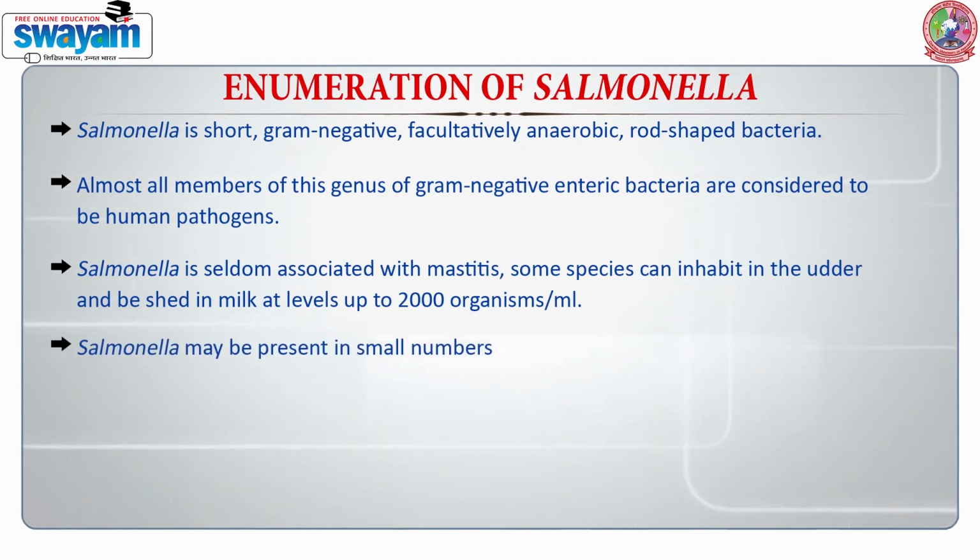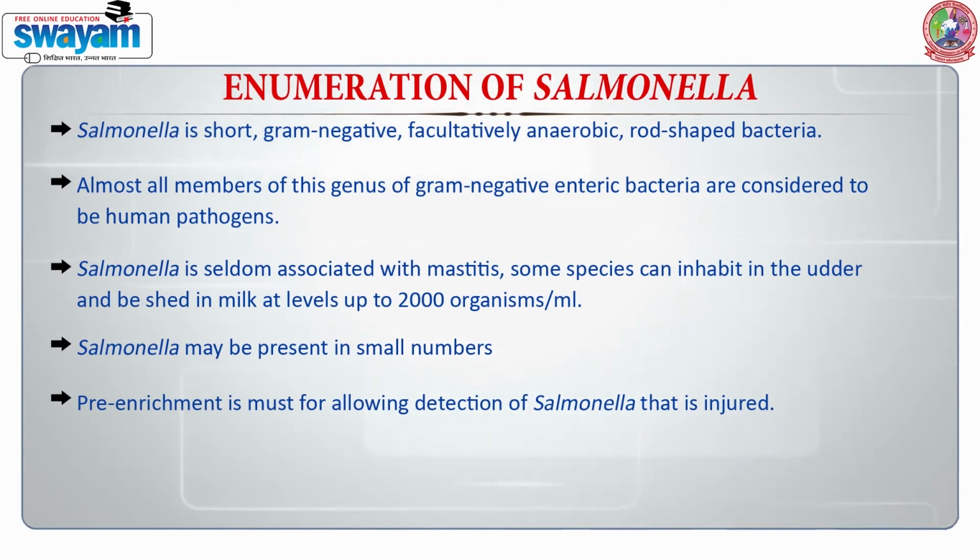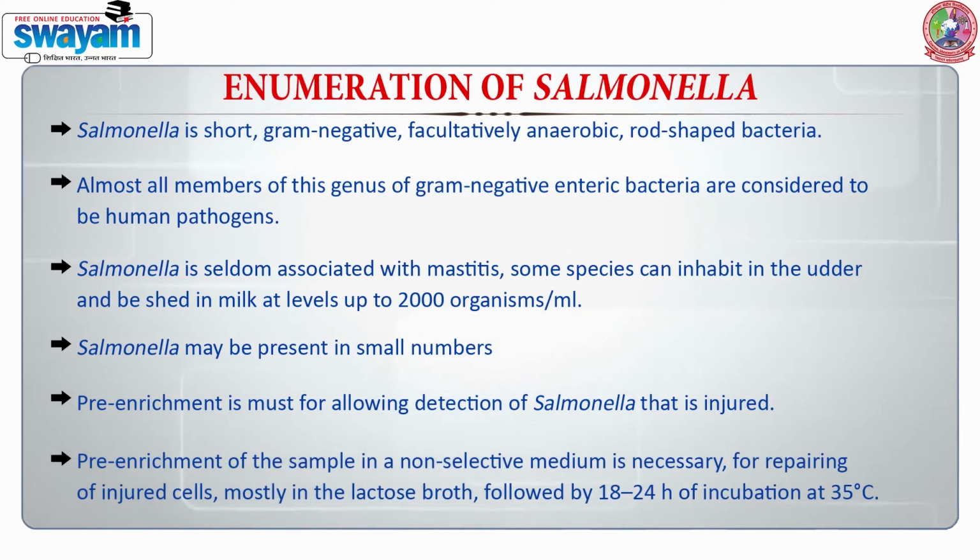Salmonella may be present in small numbers and is often accompanied by considerably large numbers of many other members of Enterobacteriaceae or other families. Considering this, selective enrichment is necessarily carried out. Moreover, pre-enrichment is a must for allowing detection of Salmonella that is injured. Pre-enrichment of the sample in a non-selective medium, mostly lactose broth, is necessary for repairing injured cells, followed by 18 to 24 hours of incubation at 35 degrees Celsius.